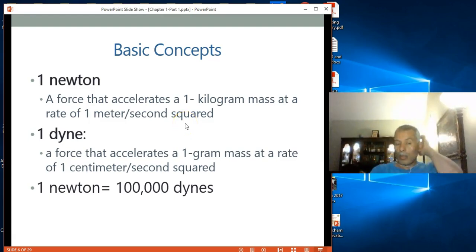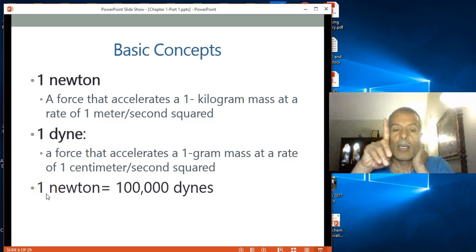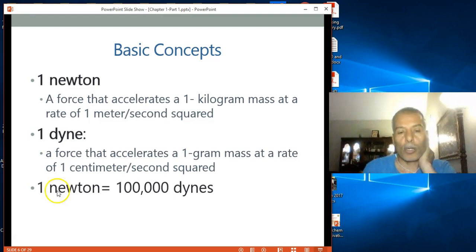So, in summary, 1 Newton equals 100,000 dynes. So a dyne is a very, very, very tiny unit of force.